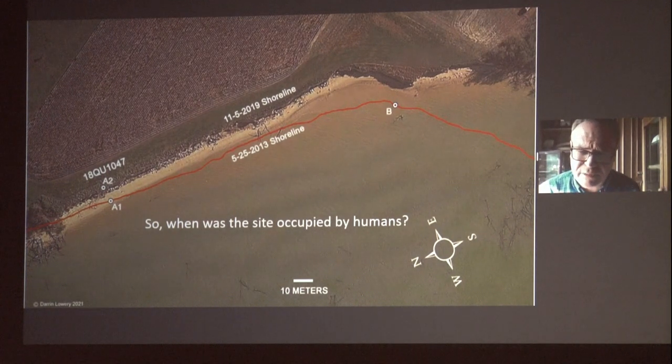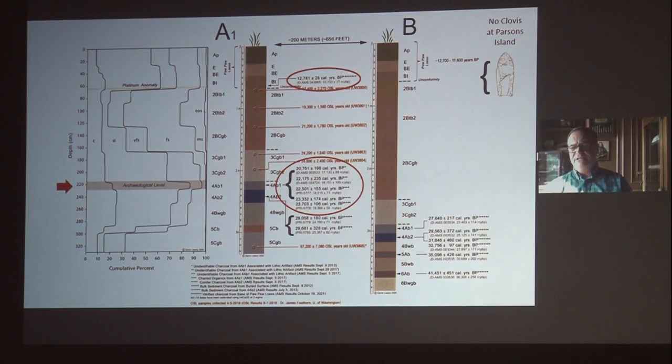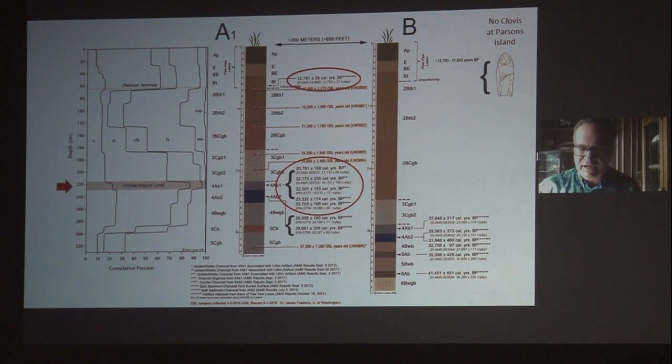So when was the site occupied by humans? We've done lots and lots of geoarchaeology out there and geochronological data. These are the dates, and we have about 15 more dates that I included in here recently, but more importantly, they're consistent. The archaeological level, which is about 2 meters beneath the ground surface, ranges between 20,700 and 23,000. Now remember, this is environmental charcoal, not cultural charcoal.